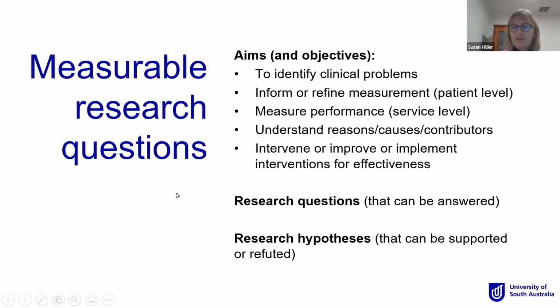So the sorts of measurable research questions can be structured in terms of aims, questions, and possibly hypotheses. Firstly, the aims and objectives may be to identify clinical problems through clinical audit and observational studies, so that we know that it is indeed a clinical problem that we wish to solve, and not something that simply has a theoretical interest, that it is justifiable.